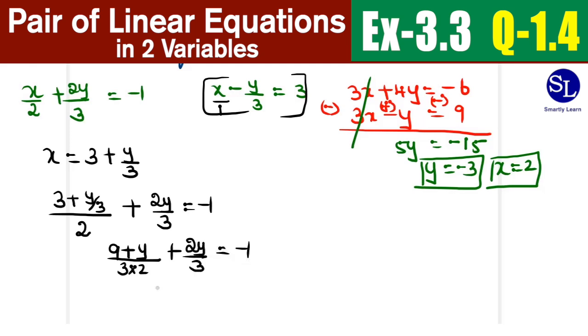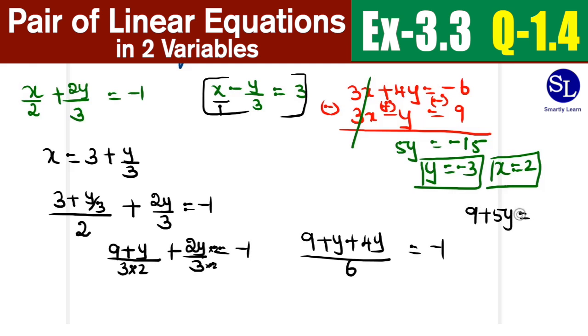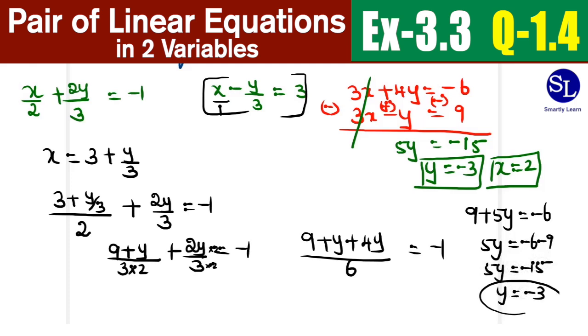So you need to take an LCM now. So this is 9 plus y plus, this is 6. So here I have to multiply in both sides. So this is plus 4y by 6 is equal to minus 1. So I'm going to take the 6 that side. So 9 plus 5y is equal to minus 6. So 5y is equal to minus 6 minus 9. So 5y is equal to minus 15 or y is equal to minus 3.